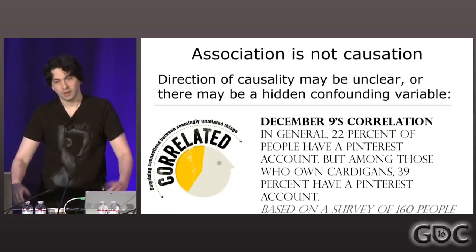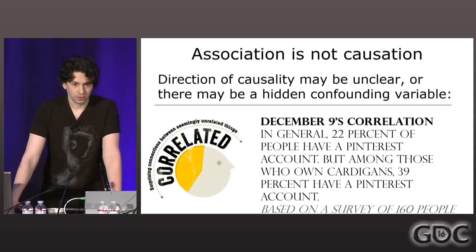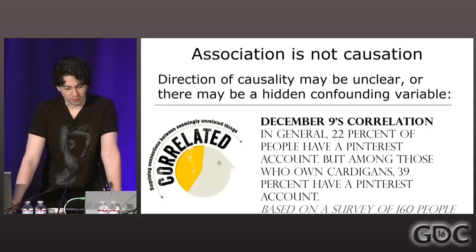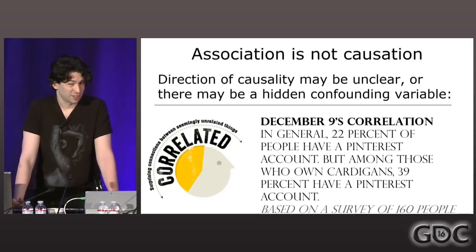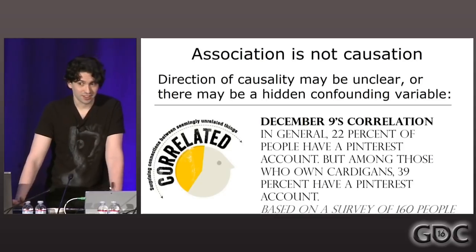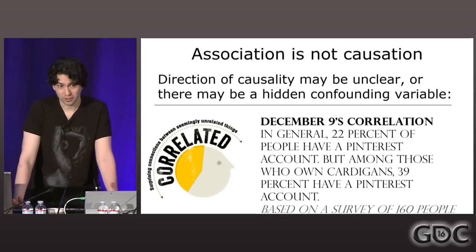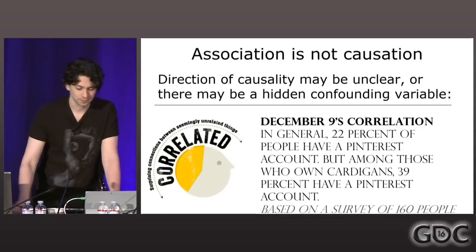For example, on correlated.org, 22% of people who took the survey have a Pinterest account. 39% of the people who own cardigans have a Pinterest account. Does owning cardigans cause having Pinterest accounts? Does Pinterest cause buying cardigans? Do the same people like both cardigans and Pinterest? Can't tell from this data.